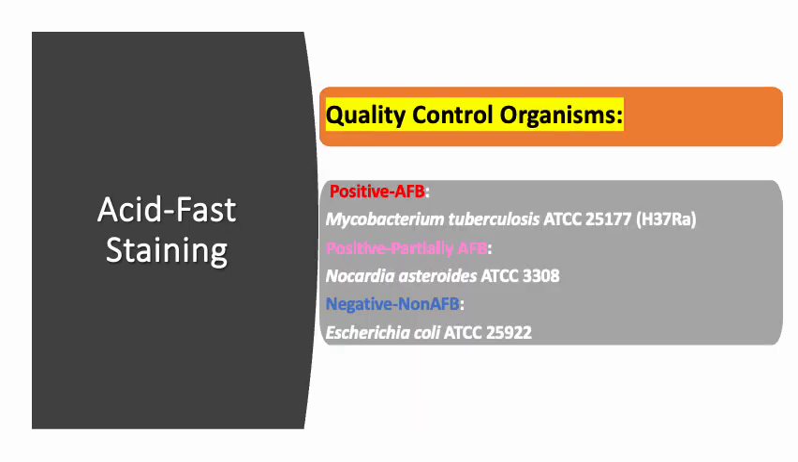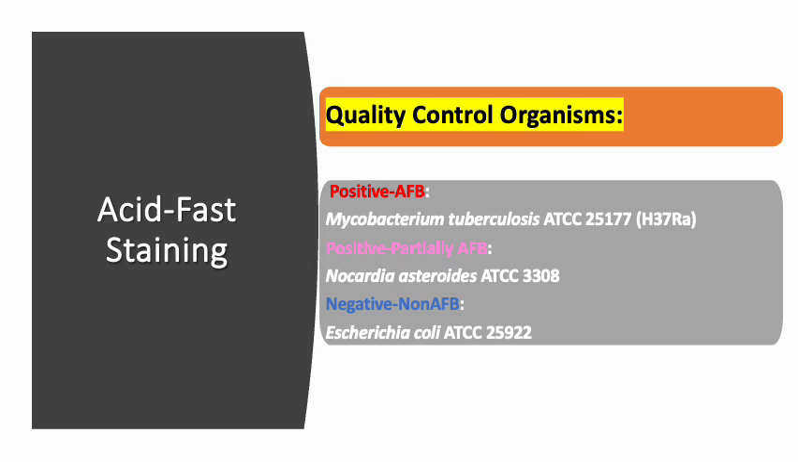Now, the quality control organisms for acid-fast staining are the following. For positive AFB, this is your Mycobacterium tuberculosis, ATCC 25177, H37RA. For partially AFB, this is your Nocardia asteroides, ATCC 3308. Lastly, for negative, non-AFB, this is your Escherichia coli, ATCC 25922.